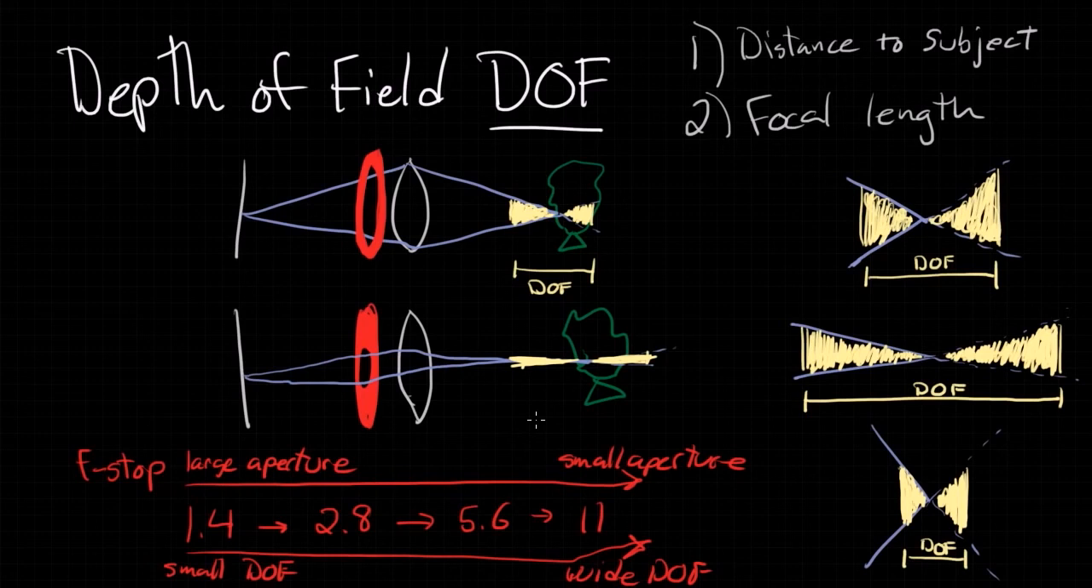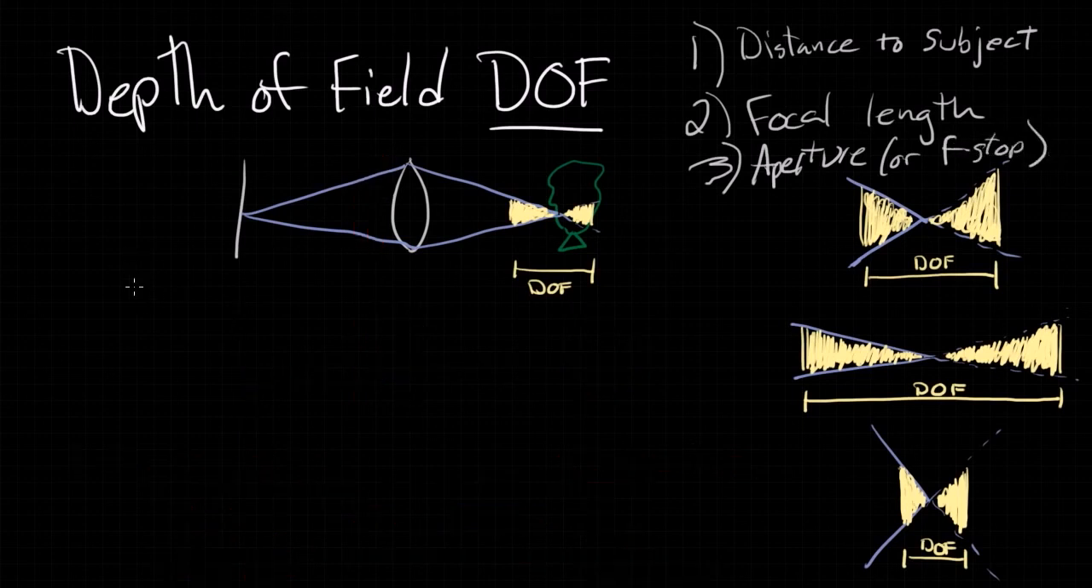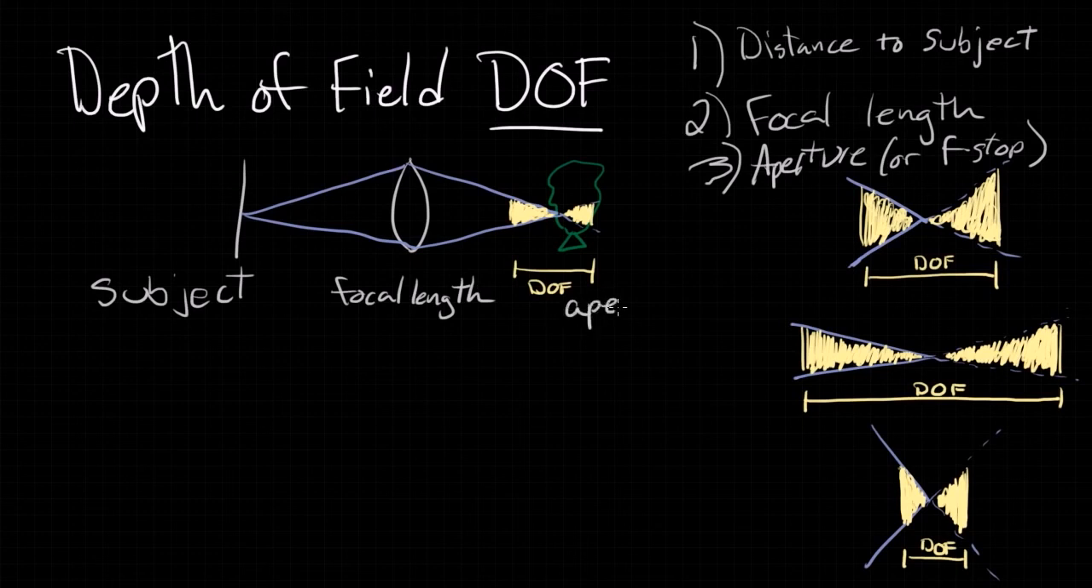So let's mark this down as our third method here for adjusting depth of field, which is the aperture, or f-stop. So we have our subject distance, we have focal length, and we have aperture, or f-stop.